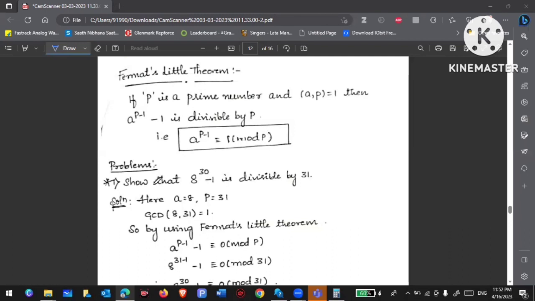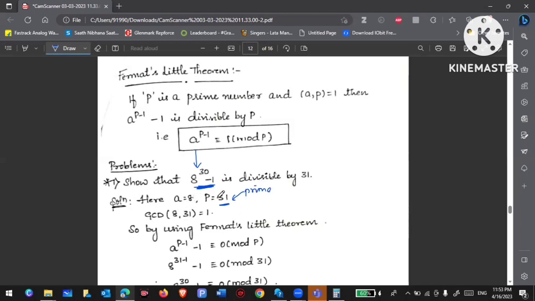Let's see the first problem. Show that a power 30 minus 1 is divisible by 31. Here they have not mentioned to solve using Fermat's little theorem. By looking at this, you should be able to identify that we have to solve this by using Fermat's little theorem. So here a is equal to 8. If we compare this equation, we'll get a is equal to 8, p is equal to, they have given 31, which is a prime number.